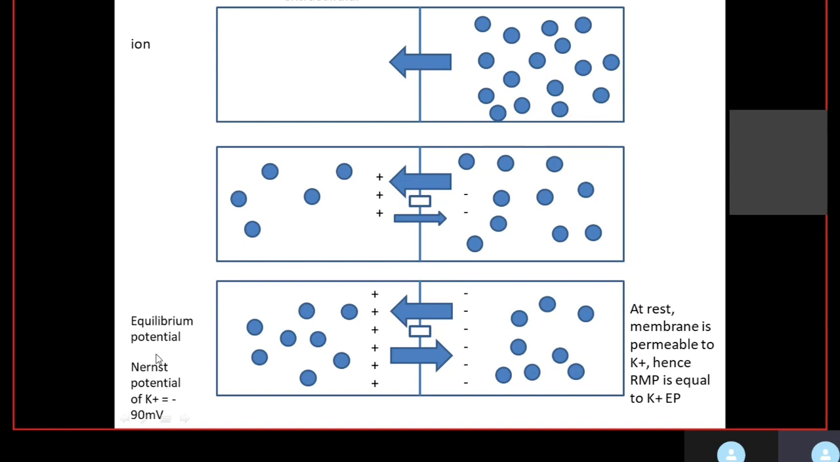So let's review the general principle we just established here. The principle is this: two things. For ions to move across the plasma membrane, we need two things.